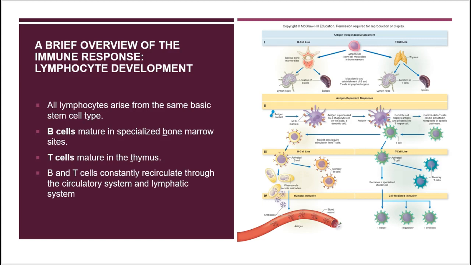And they're going to be involved in different reactions to antigens. B cells are primarily responsible for the production of antibodies that are going to recognize and bind to antigens. T cells are primarily responsible for the cell-mediated immunity. They are going to stimulate other cells to respond in certain ways to antigens.